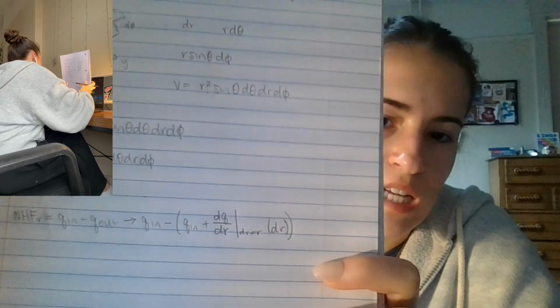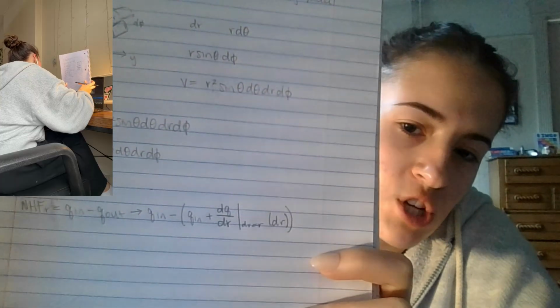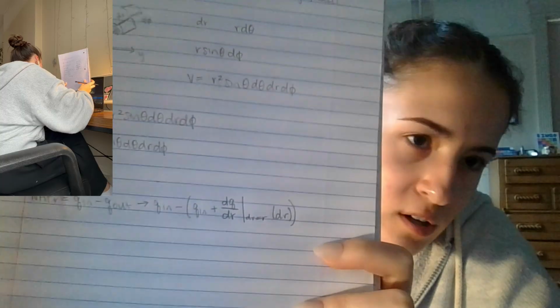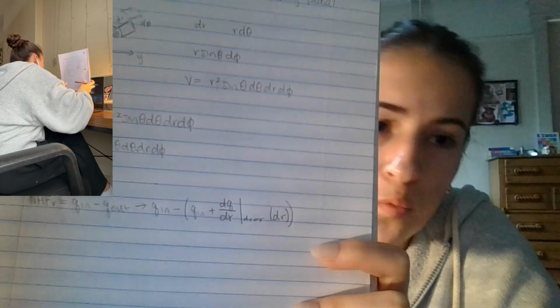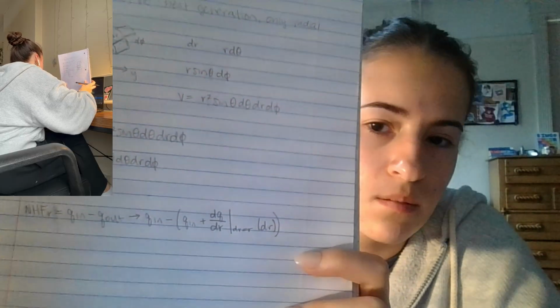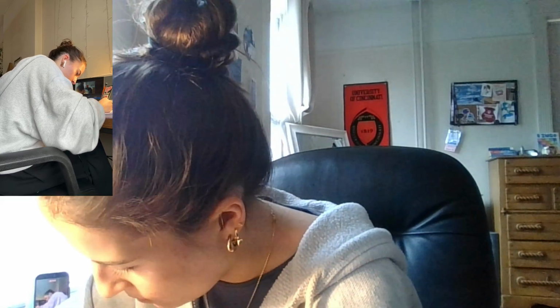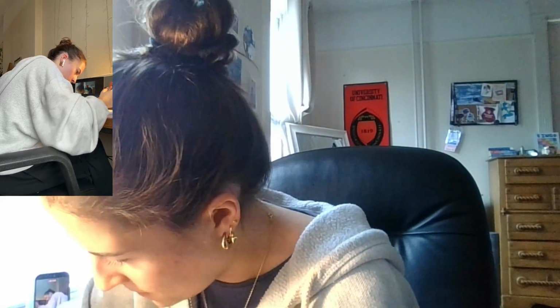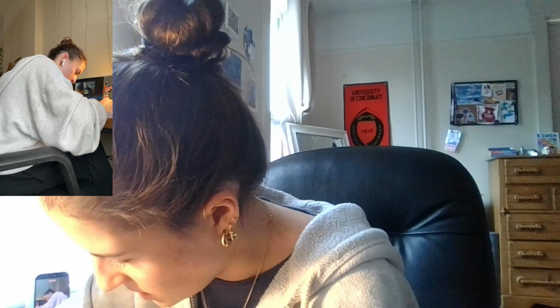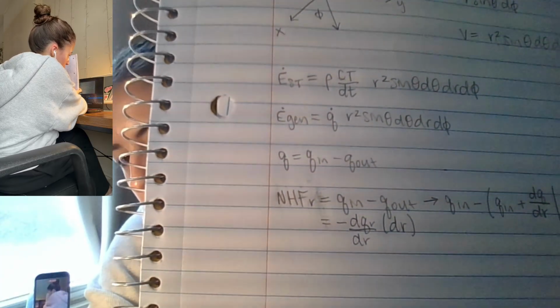So once again, this is taking the value of the position we know, which is Q in, and adding the change in the function leading up to the position we want to find, multiplied by that change in length. So that's the dr there. So we can simplify this. We get the net heat flow in the r direction being negative dq at r over dr times dr once again. And once again, this is not unfamiliar to us. This is what we know from past videos.